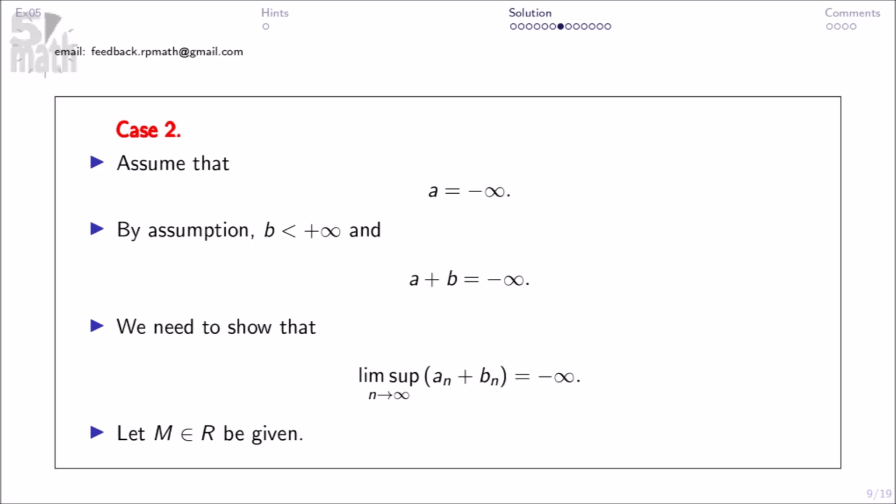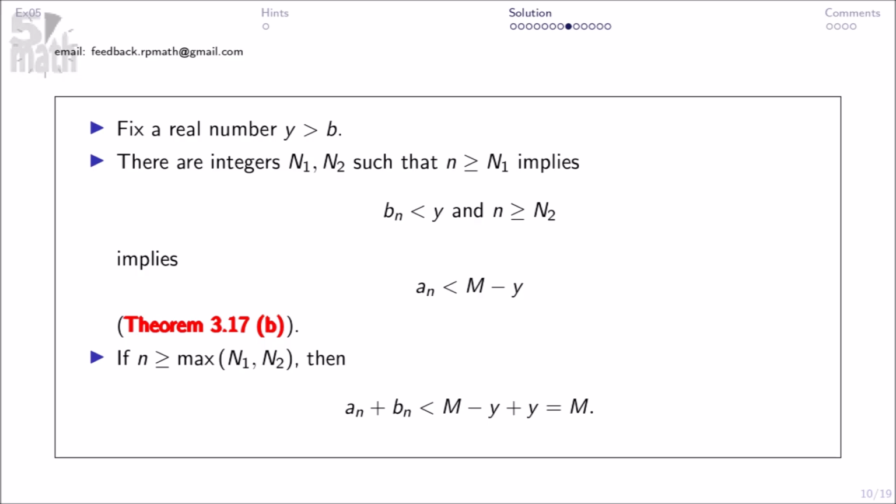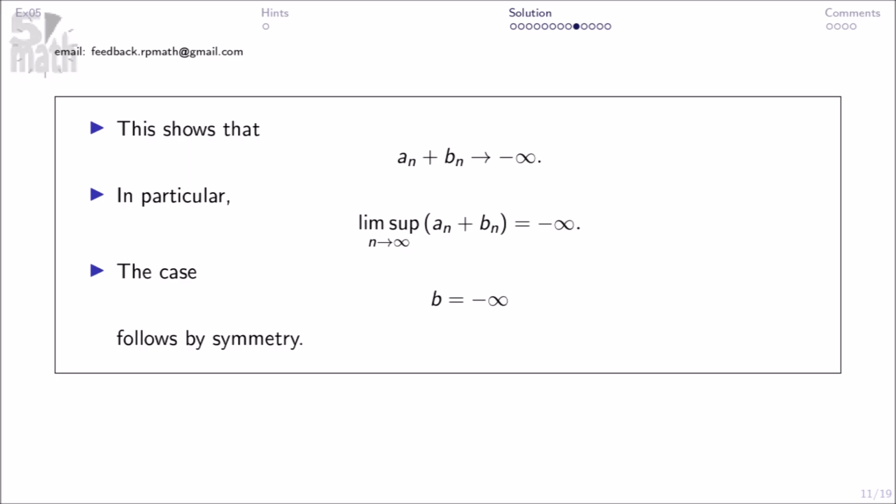Case 2. Assume that A equals minus infinity. By assumption, B less than positive infinity, and this. We need to show that this. Let M in R be given. Fix a real number y greater than b. There are integers n1 and n2 such that this implies that and that implies this. Theorem 317b. If n greater than or equal to maximum of n1 or n2, then this. This shows that this, in particular this. The case b equals minus infinity follows by symmetry.